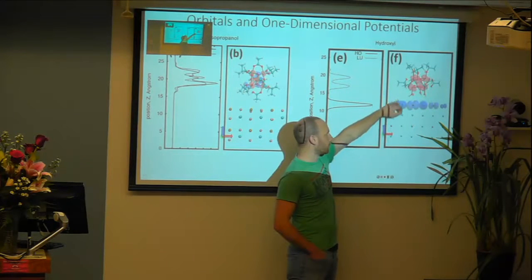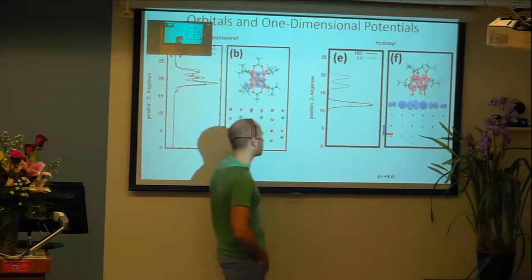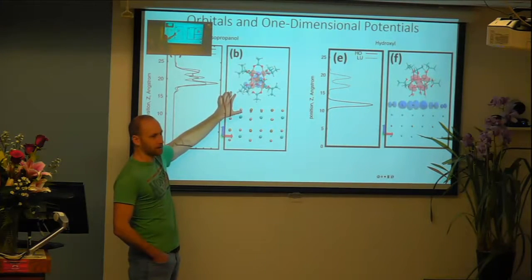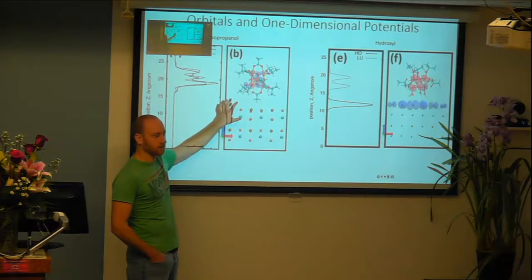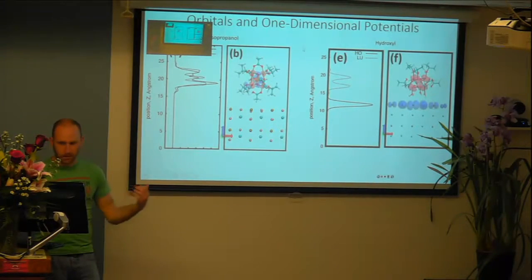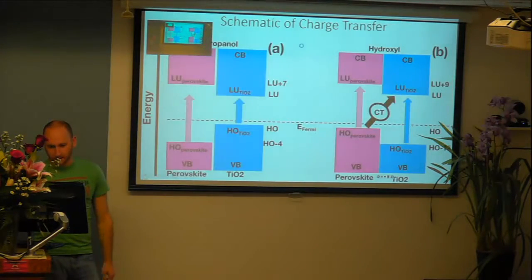This would be preferable because as you do create an excitation, if the electron jumps into the next orbital, it will actually move over to the titanium dioxide, whereas in this case, the charge doesn't actually end up going anywhere, so you don't get that desired property that we're looking for. So this suggests that the hydroxyl is probably better in that regard as well.